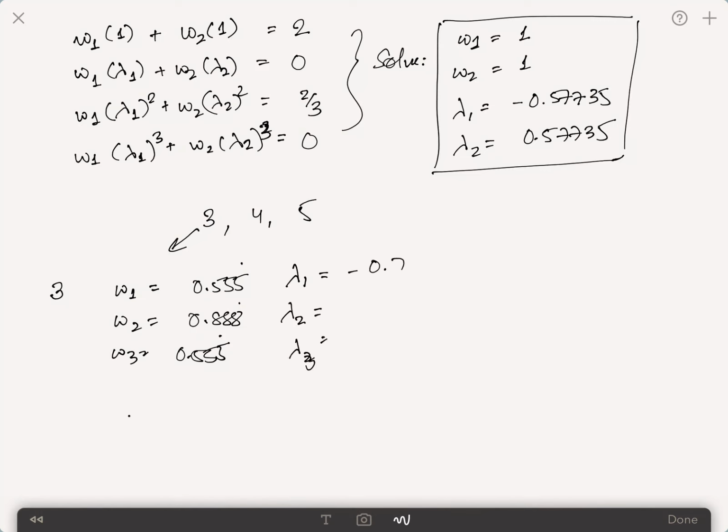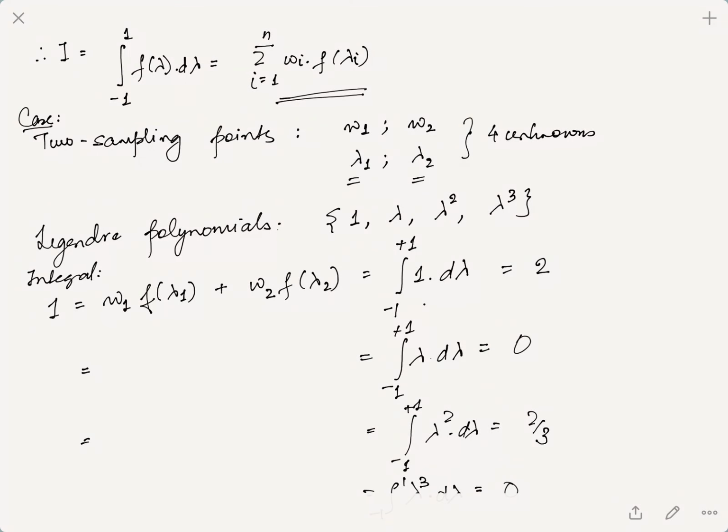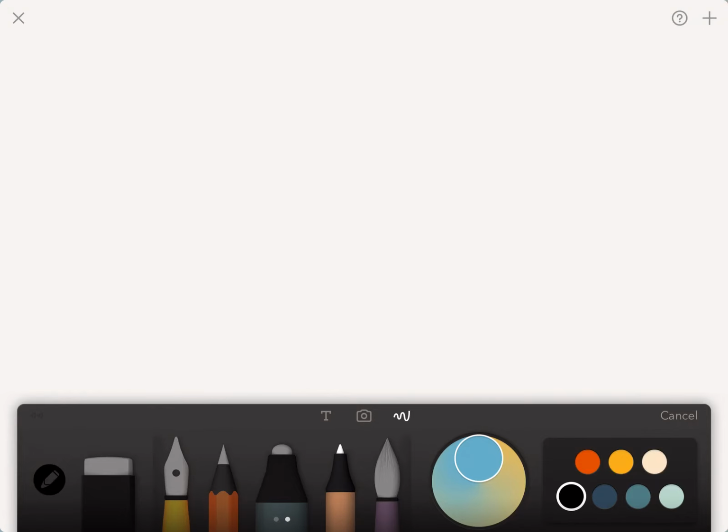minus 0.77459, 0 and 0.77459, and you can keep increasing this way, but to get these weighting functions and sampling points is the method that I have just showed you. Okay, and very easily you already have the dx in terms of d lambda. You can also find out that. So if you want to find out everything in terms of the integral, it's quite easy.